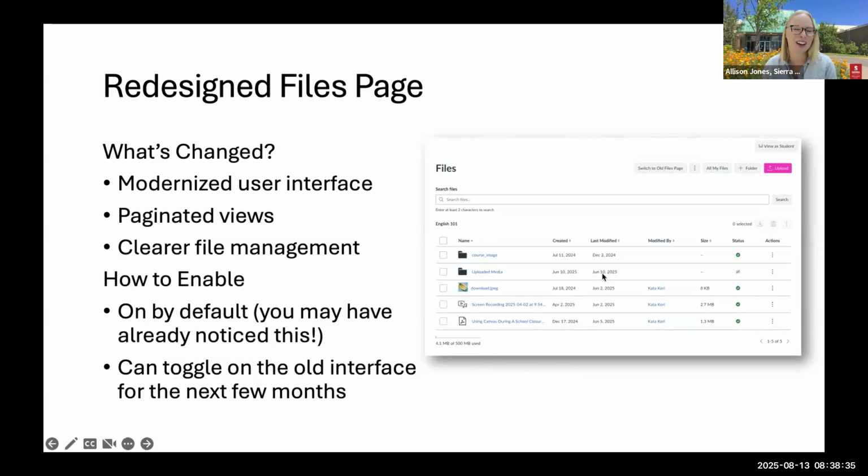Great. So Canvas did a global redesign of the files page. It's more modernized. It has paginated views and a clear file management system. This is on by default, so everybody's files page is now modernized. However, if you really like the old interface, for the next few months you can toggle it back. There's a button up in the right-hand corner, where I have my laser pointer. You can switch to the old files page if you're much more comfortable with that. Totally fine for the next few months.